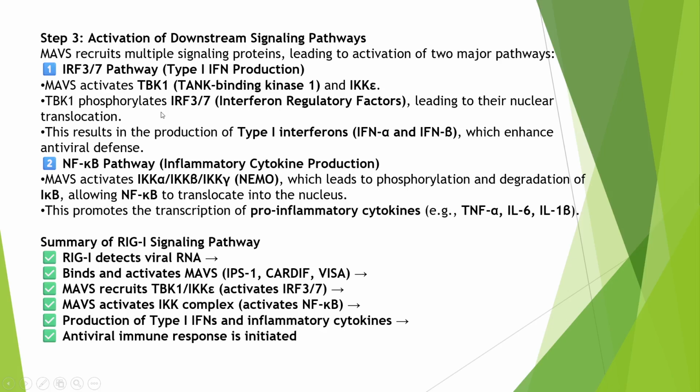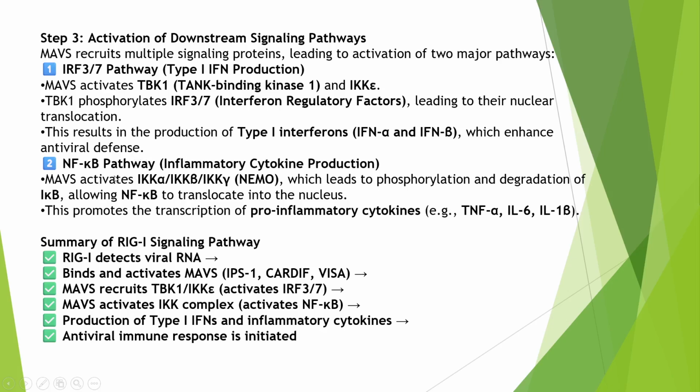So at the end, the responses are similar for most of the signal activations. Then with MAVS, your adapter proteins differ. So your MAVS then activates TBK1 and IKK epsilon. Then TBK1 phosphorylates in a similar way IRF3, 7, leading to the nuclear translocation and activation of transcription. Then your interferons are produced. So your type 1 interferons will now be produced to enhance your antiviral defense.